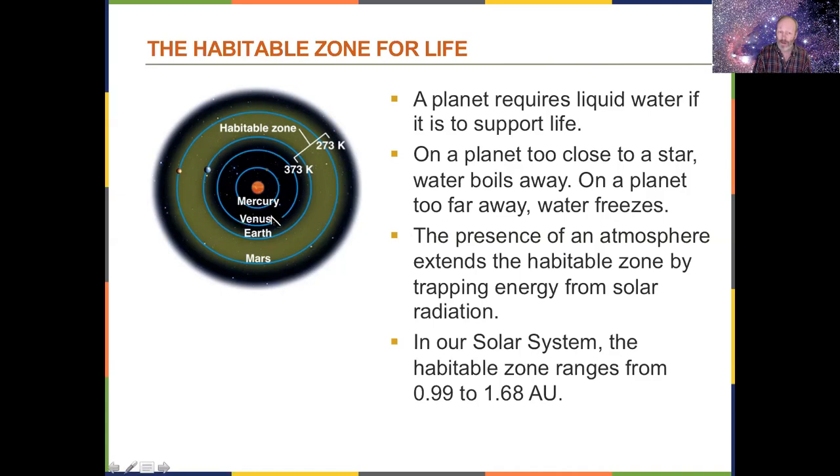When Mercury goes around the sun, it's way too hot. Jupiter, Saturn, Uranus, Neptune, way too cold. But Earth is just right. Guess what? Mars is also in the habitable zone. Once upon a time, Venus might have been in the habitable zone. The sun is gradually heating up very, very slowly. It's not the cause of global warming.